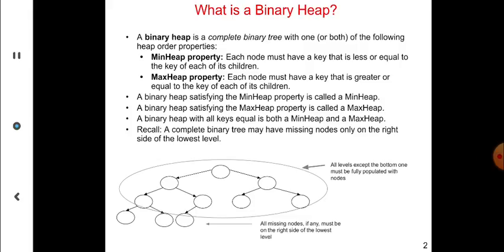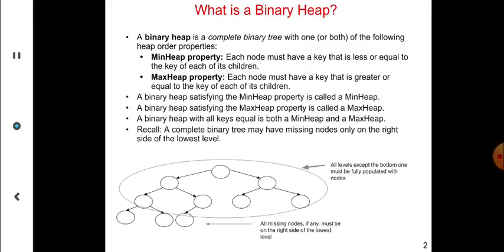Now heap order, we have two properties, one we call MinHeap property, another is MaxHeap property. MinHeap property: each node must have a key that is less than or equal to the key of each of the children. Please remember, less or equal to, that means it can be non-unique. Each node must have a key that is less or equal to the key of each of its children. That means it may be left, it may be right.